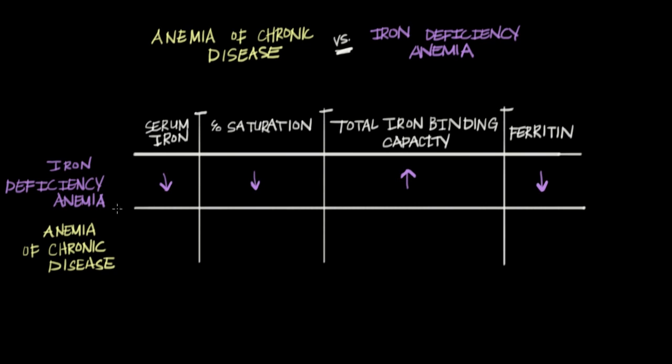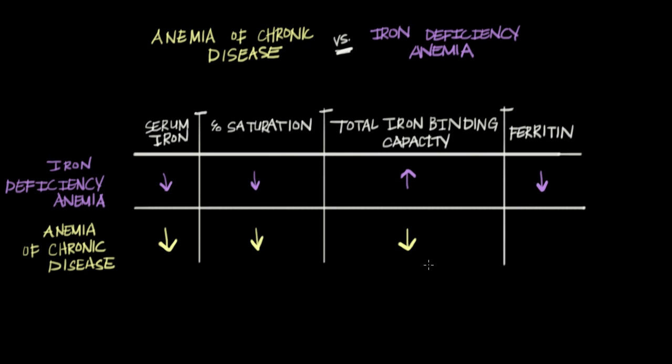Okay, so you'd expect that the serum iron in anemia of chronic disease would be decreased. That's exactly what the body's trying to accomplish. It wants very little iron present in the blood. The percent saturation, which is again the percentage of transferrin binding sites that are actually filled up with iron, would also be decreased. The total iron binding capacity, or the amount of transferrin that's in the blood in anemia of chronic disease, is decreased. And again, this makes sense. It goes totally in line with what the body's trying to accomplish.